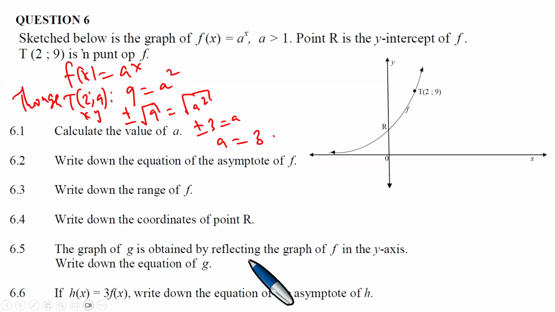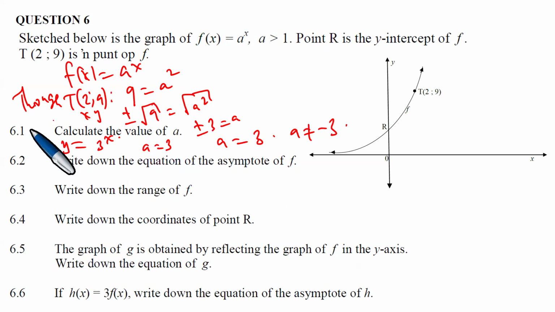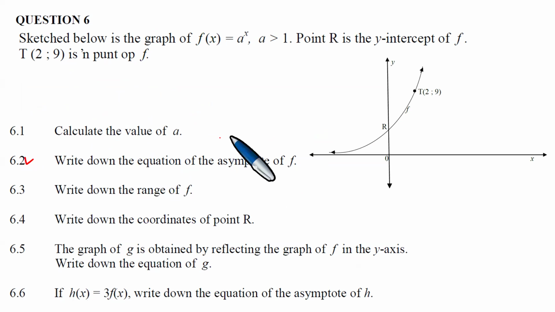Okay. If a is 3, at this point we want to calculate the value of a. So yeah, a is only 3. A is not minus 3 because we're dealing with the standard exponential function. So we have that the equation is that. But what is the value of a? So we have that a is 3, and we've answered question 6.1. Write down the equation of the asymptote of f. So in 6.2 right now, if we agree that a is 3, what is the equation of the asymptote?